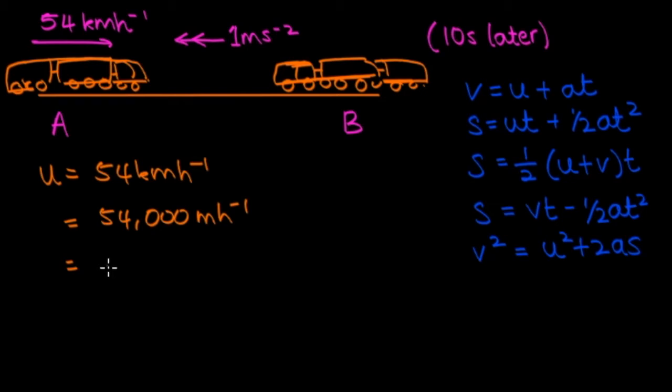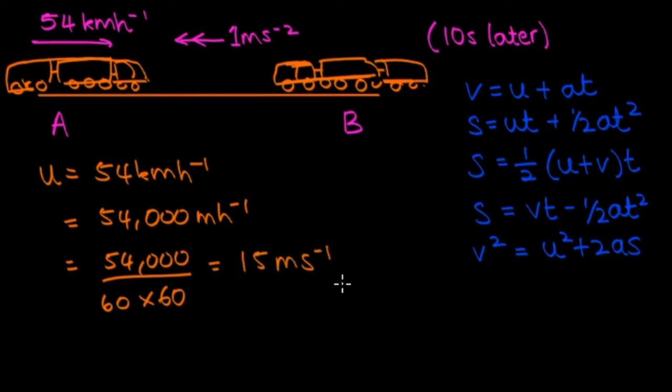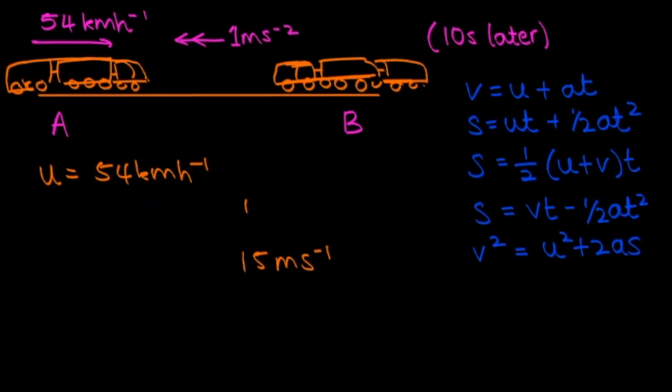So there are 60 seconds in a minute, 60 minutes in an hour. So we're dividing by 60 times 60. And this comes out as 15 meters per second. So our initial speed is 15 meters per second. So let me quickly get rid of this.